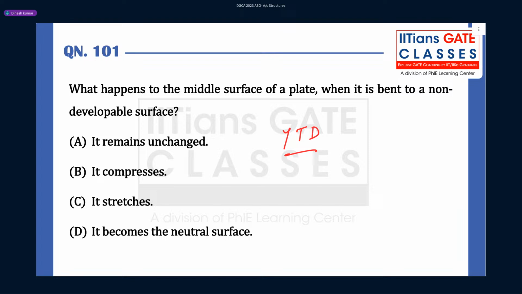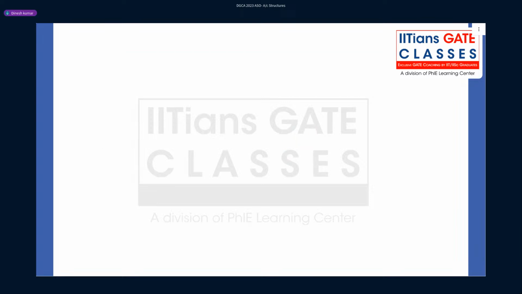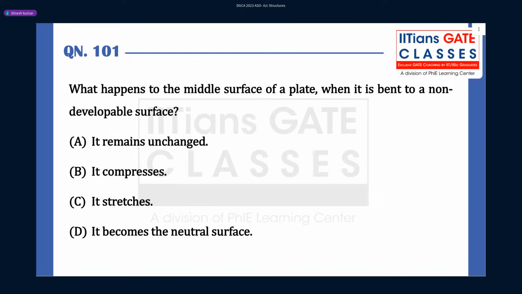Sorry, I'm very sorry, not about this question. This is a simple question. It seems I am in a hurry. So read the question first, what it says. This is a well defined question and we can answer, not that question. What happens to the middle surface of a plate when it is bent to a non-developable, developable surface?